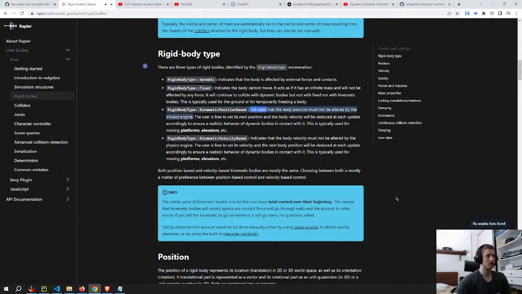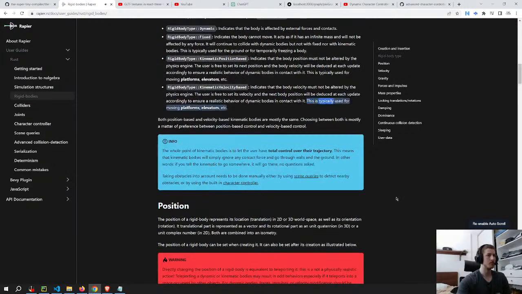RigidBodyType::KinematicPositionBased indicates that the body position must not be altered by the physics engine. The user is free to set its next position and the body velocity will be deduced at each update to ensure realistic behavior of dynamic bodies in contact with it. This is typically used for moving platforms, elevators, etc. RigidBodyType::KinematicVelocityBased indicates that the body velocity must not be altered by the physics engine. The user is free to set its velocity and the next body position will be deduced at each update to ensure realistic behavior of dynamic bodies in contact with it. This is typically used for moving platforms, elevators, etc.